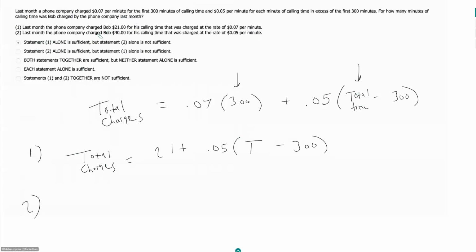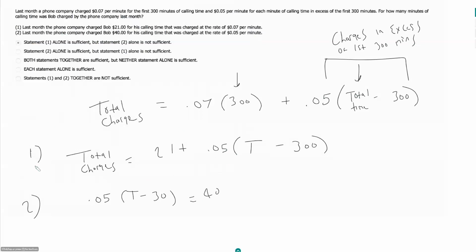Statement 2 says last month, the phone company charged $40 for his calling time that was charged at the rate of 5 cents per minute. So here we know now we can figure out what 0.05 times T minus 300 is, because this represents his charges in excess of the first 300 minutes. So we know this is equal to 40. So based on this, it looks like B will be sufficient.